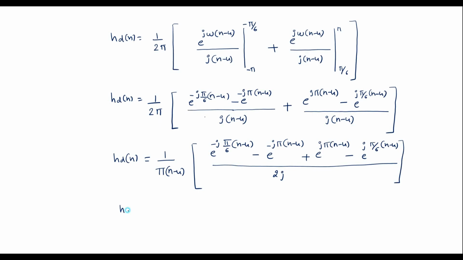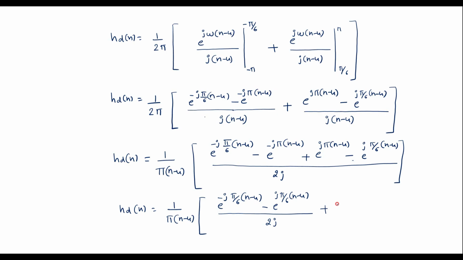Simplify this as HD of n is equal to 1 over pi times n minus 4, e power minus j pi by 6 times n minus 4. Now I will take this term this side, that is minus e power j pi by 6 times n minus 4 divided by 2j.